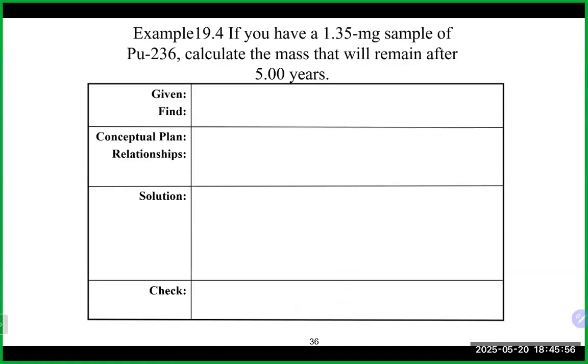So why don't you give it a try here? If you have a 1.35 milligram sample of plutonium-236, calculate the mass that will be there after 5 years, given the half-life of plutonium-236. Okay, since we're getting into that, let's take a look at this example here, just to finish up this one.